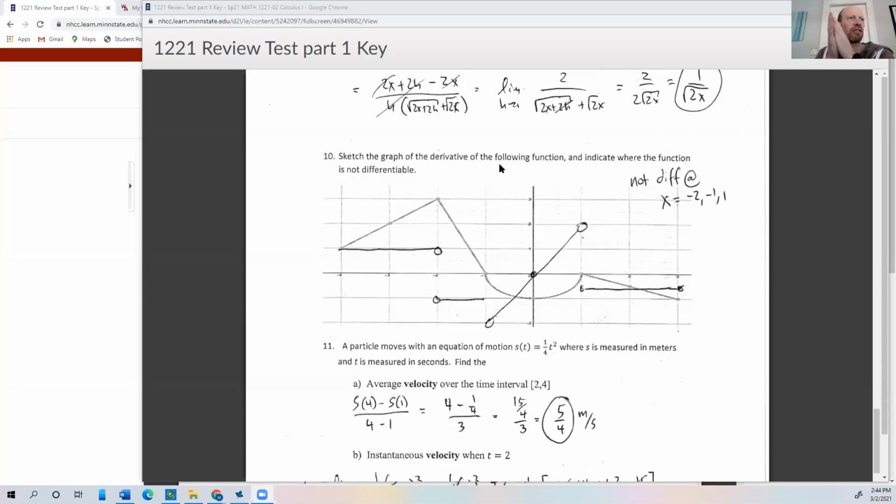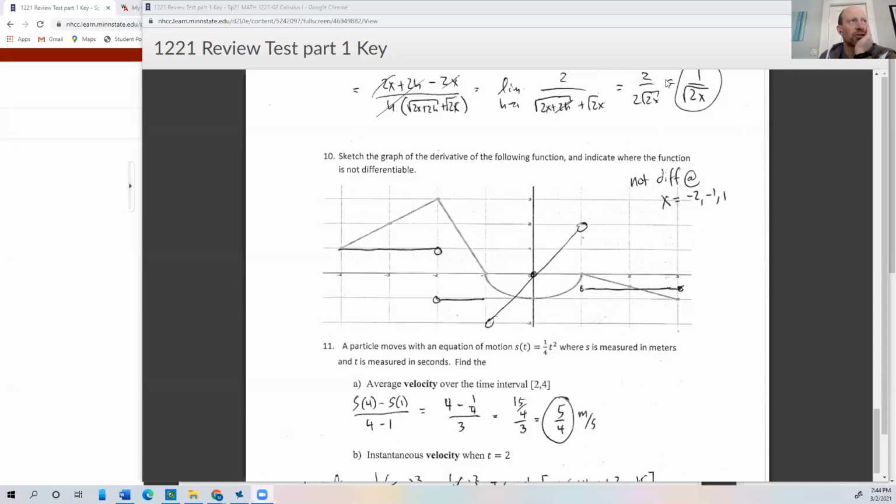So sketch the graph of the derivative of the following function and indicate where the function is not differentiable. First of all, it's not differentiable at any sharp corners or discontinuities. If you have a sharp corner or a discontinuity, it's not going to be differentiable. And so you need to indicate those like I did here.